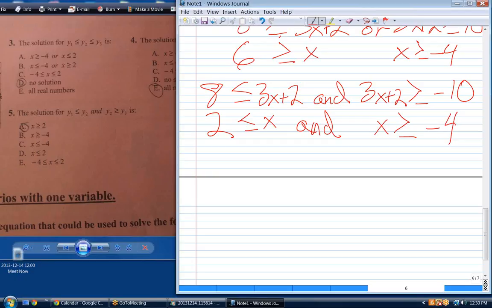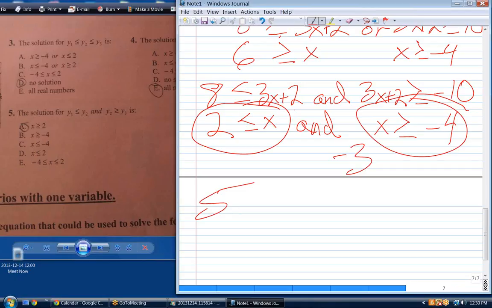If both of those have to be true, and that's what the "and" means, then x has to be greater than 2. Because if x were, say, minus 3, this one would be true, but this one would not. If x were 5, this one is true, and this one is true.